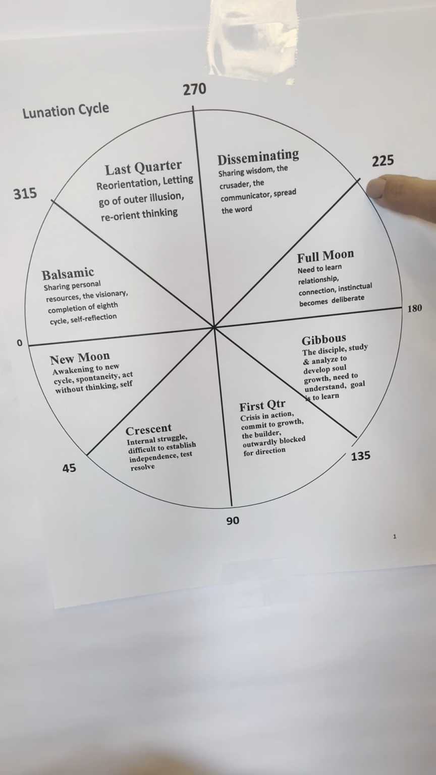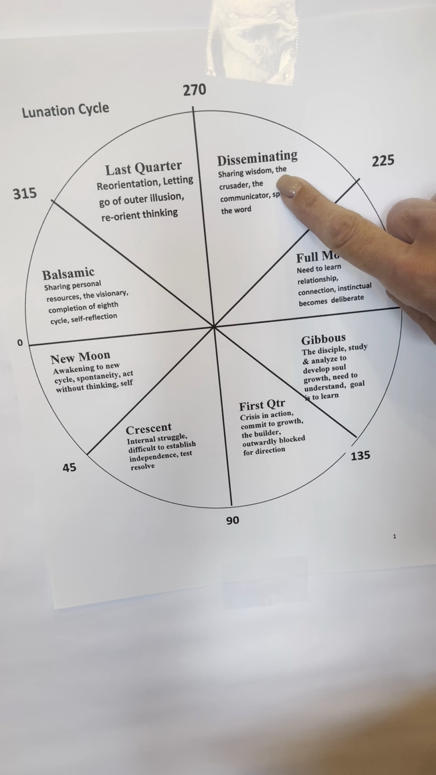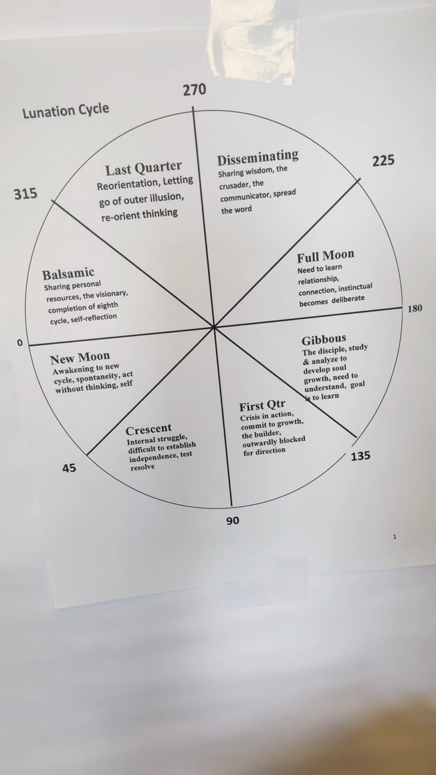Full moon, getting more deliberate here. So 180 to 225. So instinctive energy becomes more conscious and deliberate with full moon people. So they're here to learn their greatest lessons in their growth through relationships, learning true connection and seeing themselves reflected through other people.